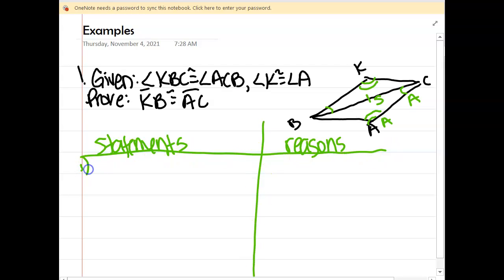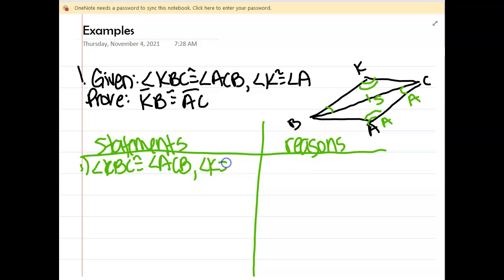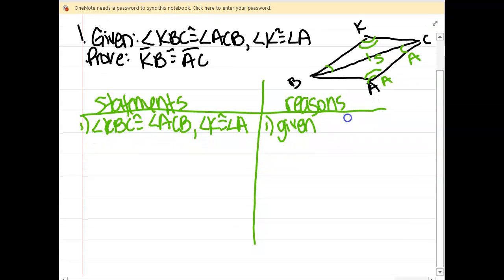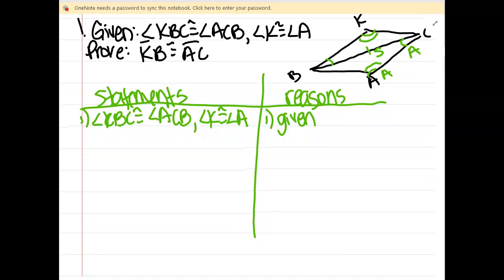Okay, my first statement, we'll just copy down the given again. Angle KBC is congruent to angle ACB. And angle K is congruent to angle A, which is my given. Okay, so remember, I have to say angle congruent to angle. Got it. Angle congruent to angle.